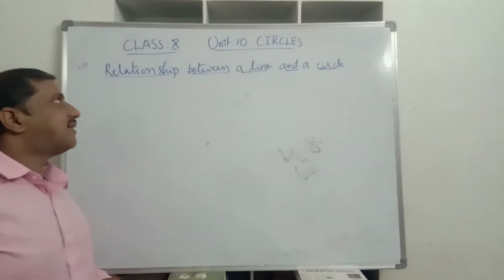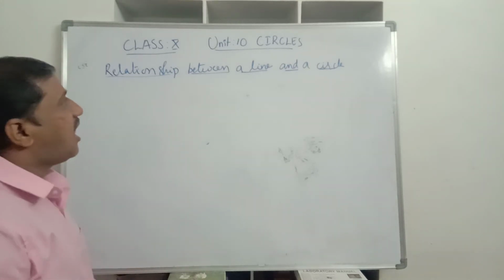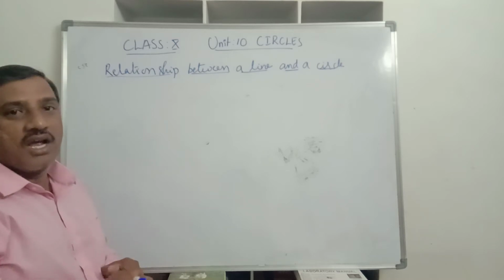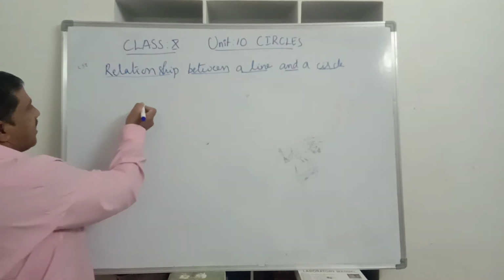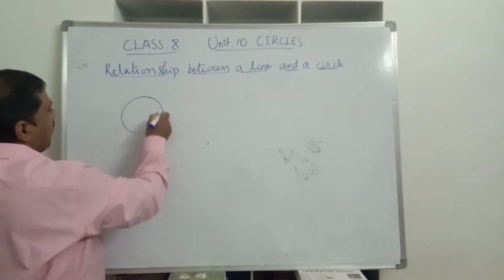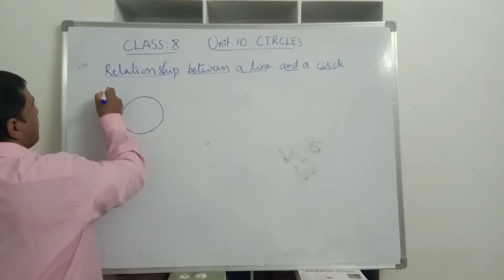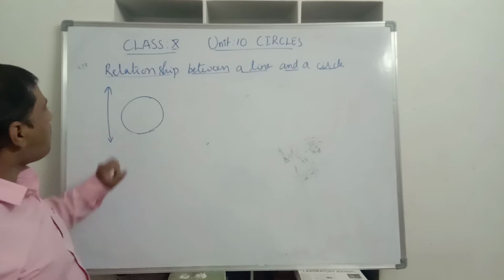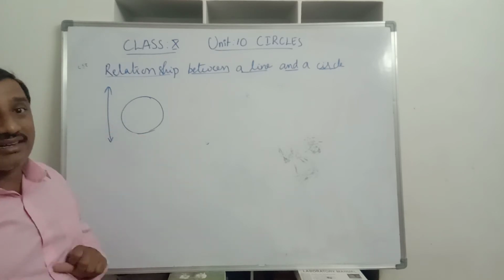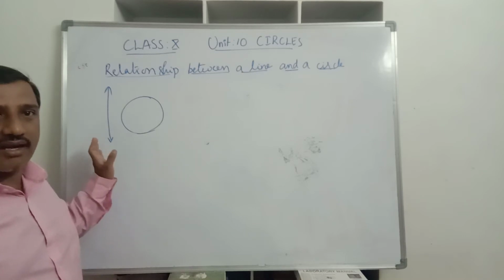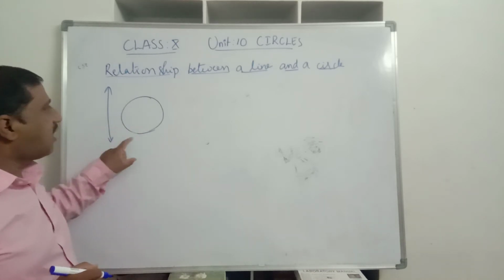Now we will discuss the relationship between a line and a circle. If you are given one line and one circle, what are the possible cases we will get? We will discuss in detail. See, this is a circle and one line is given. What do you understand from this figure? There is no common point between the circle and the line. Here the line is a non-intersecting line, because there is no common point to both the circle and the line.